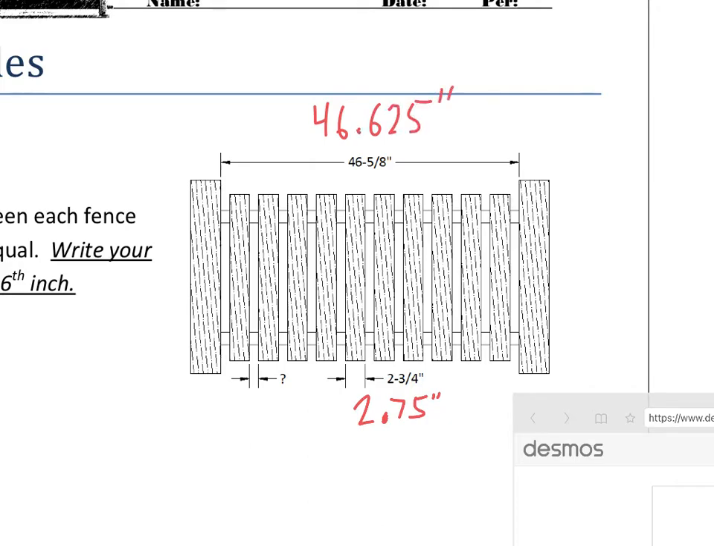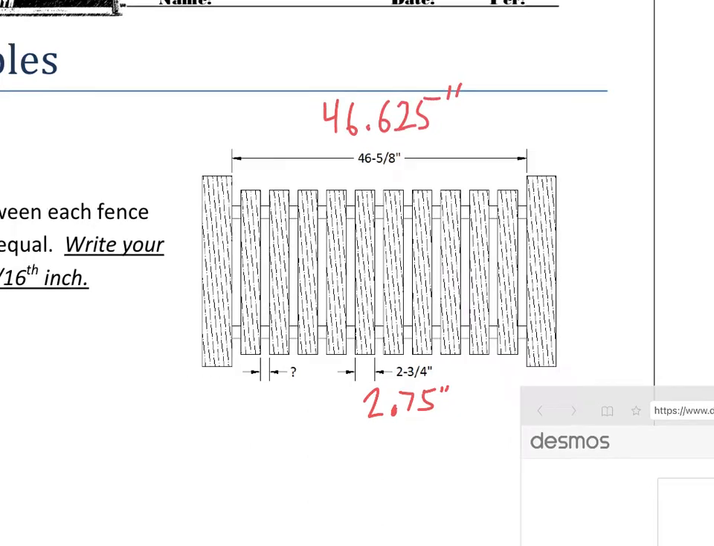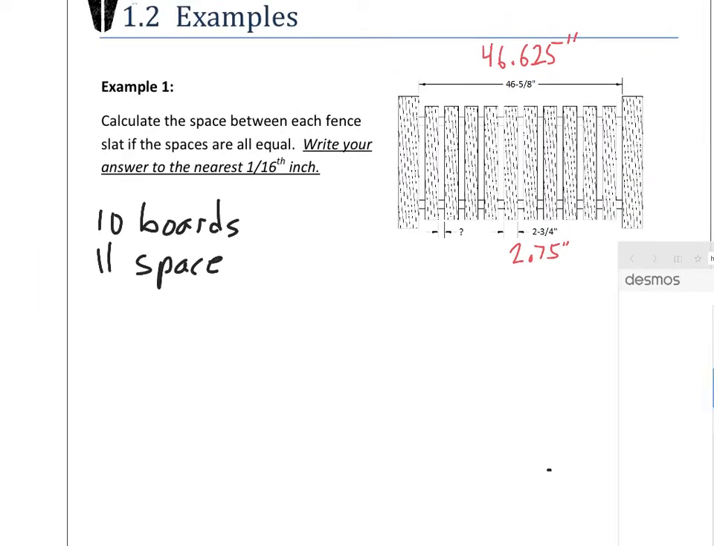Now, the same steps that we did before is what we're going to do now. The only difference is what we're going to do at the end, okay? So let's go through the same steps we did before. Let's find the total of the boards in between, not the post at the end. We're not worried about these posts. We're just talking about the total of the boards in between, all right? Total board width, we might say.